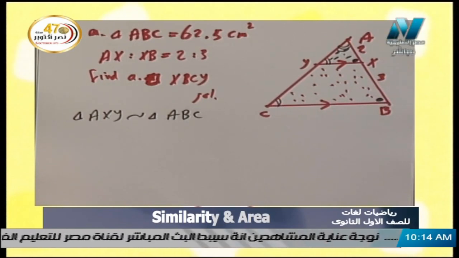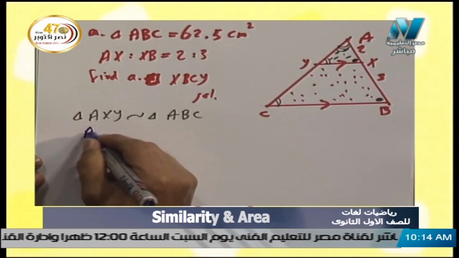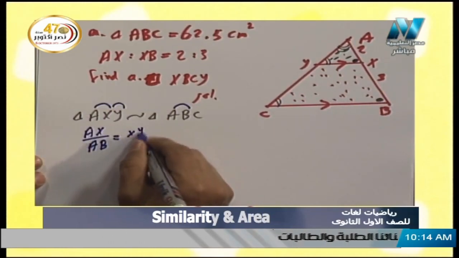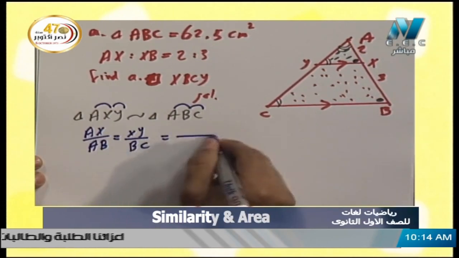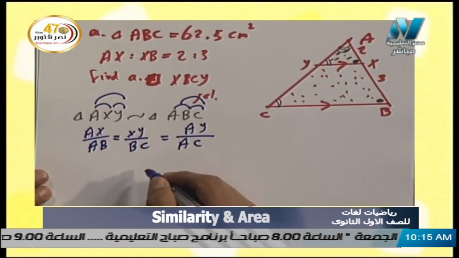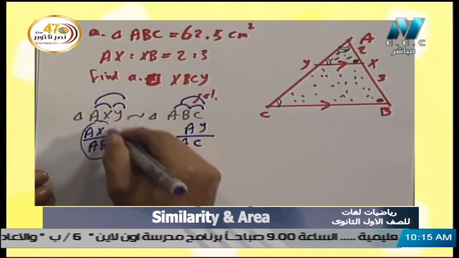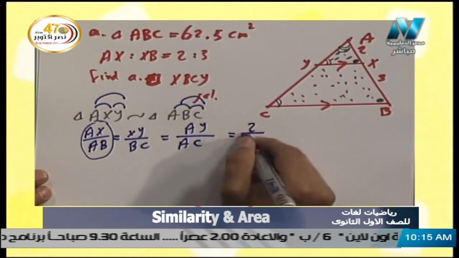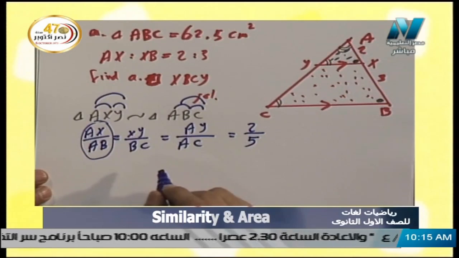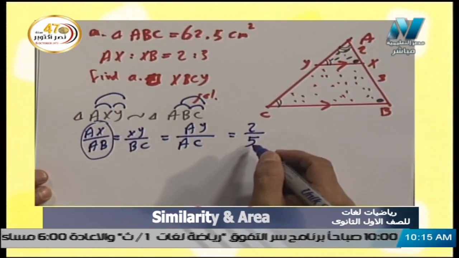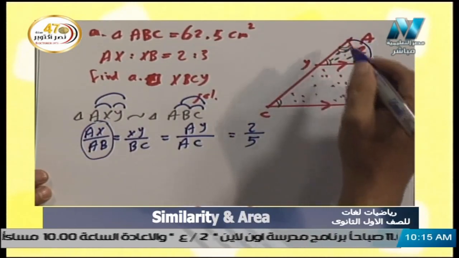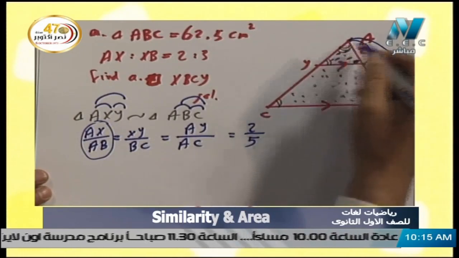And of course, we can deduce that AX over AB equals XY over BC, also AY over AC. And we know that AX over XB, AX over AB, which is this ratio, equals 2 over AB here, which equals 2 plus 3, so it's 5. So the ratio between AX and AB equals 2 over 5. Don't make the mistake that some people write 2 to 3. No, it's AX over the whole AB, so it's 2 over 5.